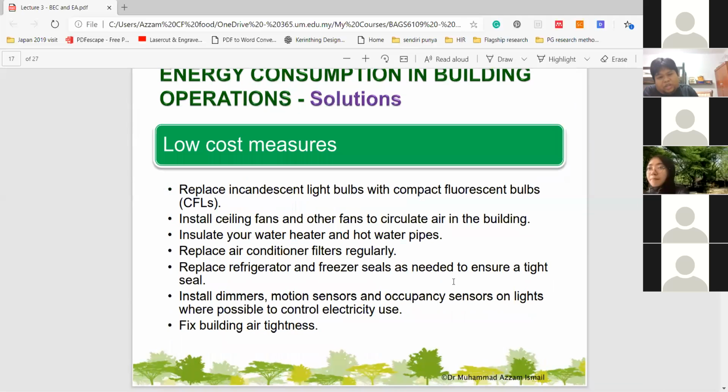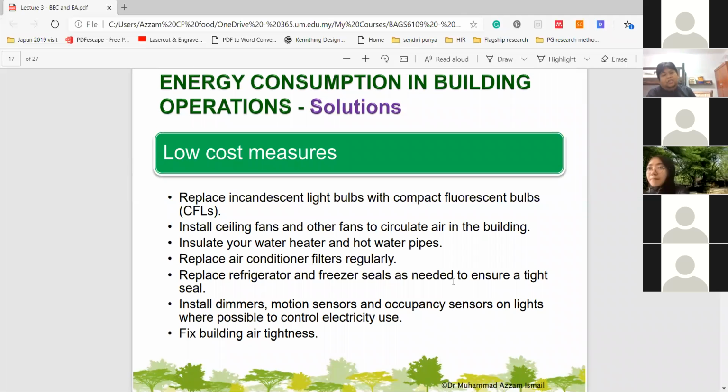Low-cost measures, there are quite a number of these. There are so many others as well. You can replace your light bulbs, from fluorescent bulbs and incandescent lights to LEDs. And then install ceiling fans to circulate the air. If you don't install ceiling fans or fans and don't circulate the air, you will not get thermal comfort anyway. So it's better to have the fans. Insulate not just the walls and whatnot, but also insulate your hot water system.